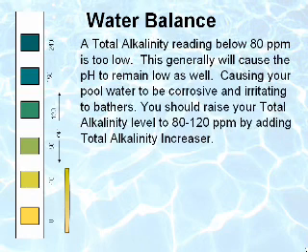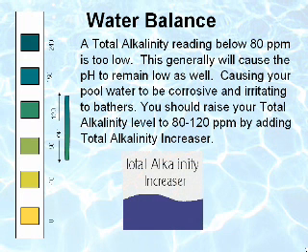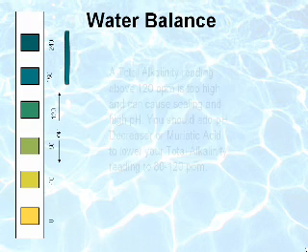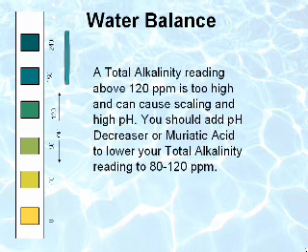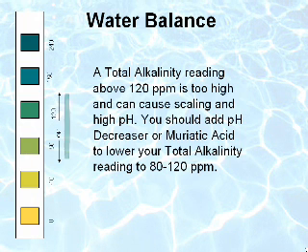A total alkalinity reading below 80 parts per million is too low. This generally will cause the pH to remain low as well, causing your pool water to be corrosive and irritating to bathers. You should raise your total alkalinity level to 80 to 120 parts per million by adding total alkalinity increaser. A total alkalinity reading above 120 parts per million is too high and can cause scaling and high pH. You should add pH decreaser or muriatic acid to lower your total alkalinity reading to 80 to 120 parts per million.